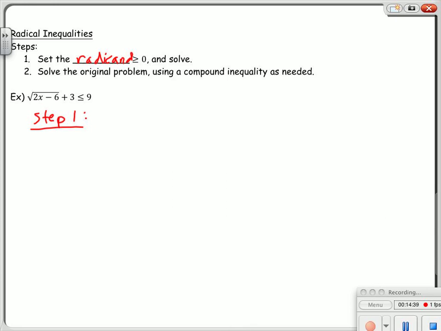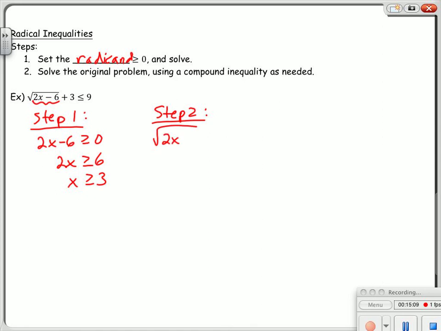I always like students to do step 1 first, where they set the radicand, in this case 2x minus 6, greater than or equal to 0, so they don't forget. Add 6 to both sides. 2x is greater than or equal to 6. And after dividing both sides by 2, x is greater than or equal to 3. That's part of your compound inequality. Step 2 is solve the original. I'll rewrite it for you.